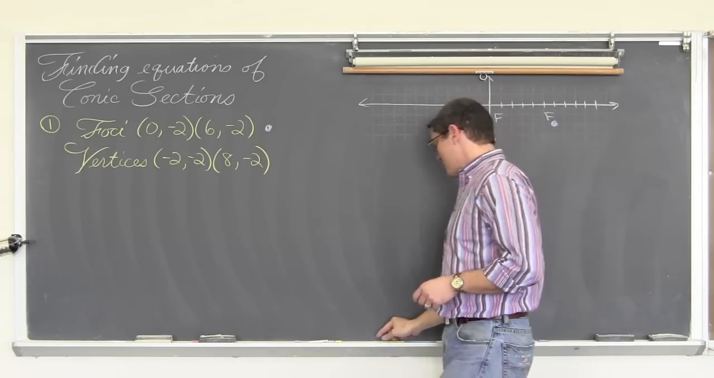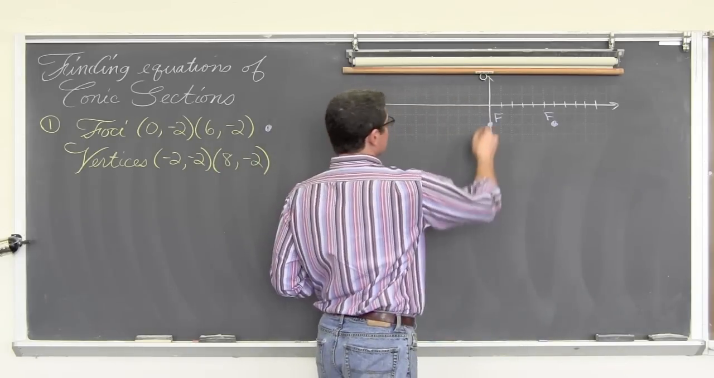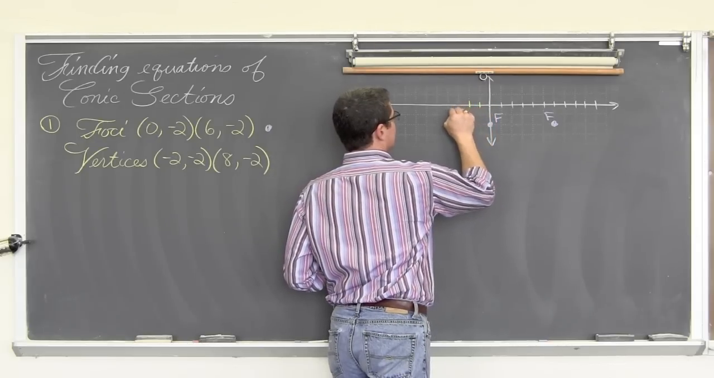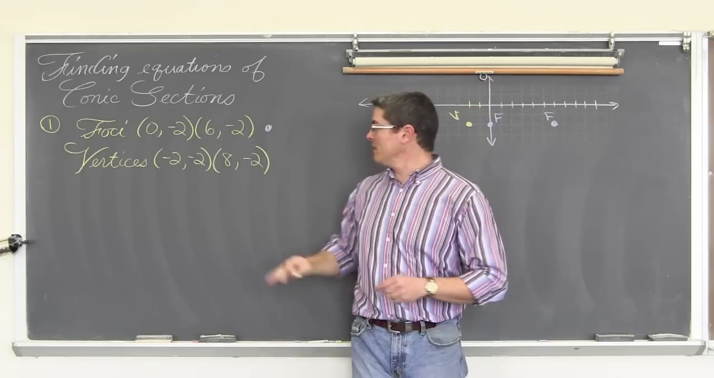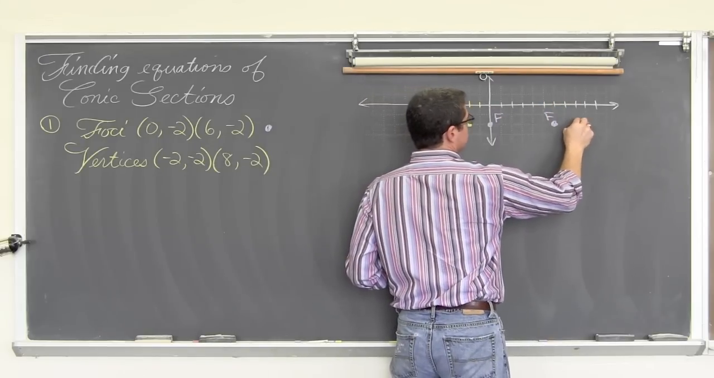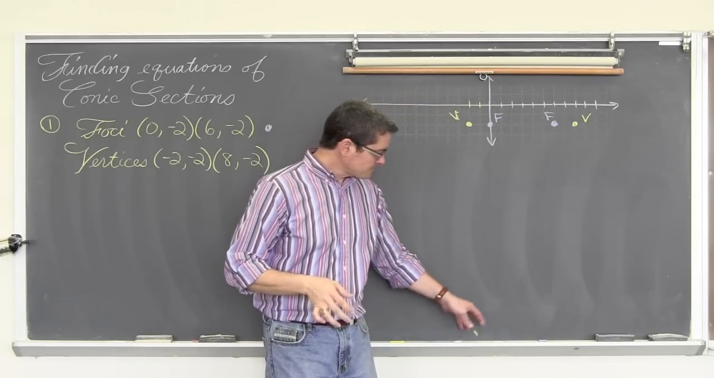And our vertices, which I'll do in yellow like it's written, are at negative 2, negative 2. So left 2 and down 2. That's going to be a vertex. And my other one is at 8, negative 2. So this was 6, 7, 8. Now do you know what the shape is?